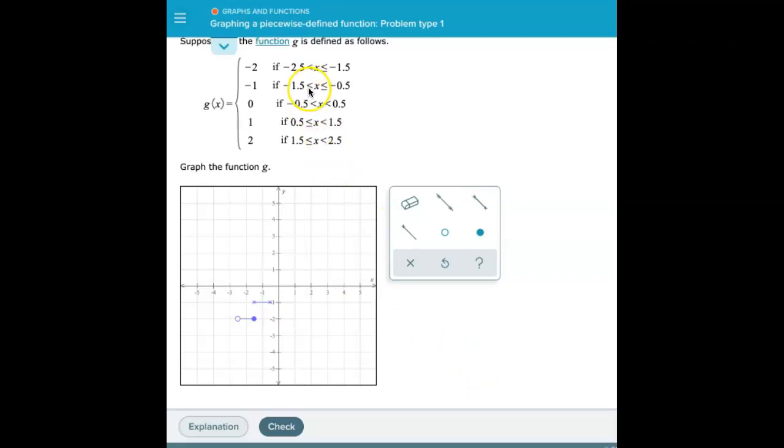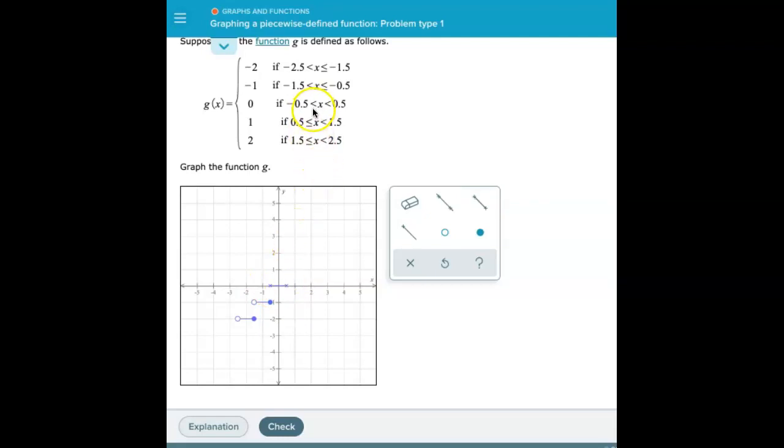And then again, a less than sign here with the -1.5 indicates that we would do an open dot because we do not want to include it. But the less than or equal to sign on the -0.5 is inclusive, so we would do a solid dot so that we include it. Our next piece is y equals 0. So y equals 0 is again a horizontal line here at y equals 0. That actually is the x-axis. And this one we want between x equals -0.5 and x equals +0.5.